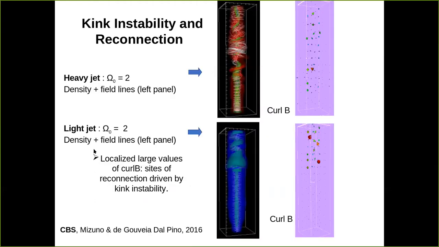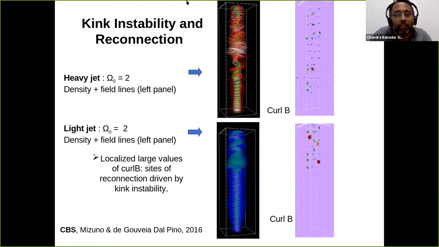We took into account different kinds of scenarios, heavy jets and light jets, mainly thinking of AGN jets and GRB jets. In all those possible jet scenarios, we found that the kink instability is likely to grow, which also increases the possibility of reconnection. In the case of heavier jets, the kink instability is likely to grow in the same place, while in the lighter ones it is likely to propagate. And what was found is that there are sites which show an increase in curl of B, basically a rise in current density, because the magnetic fields have undergone reconnection.